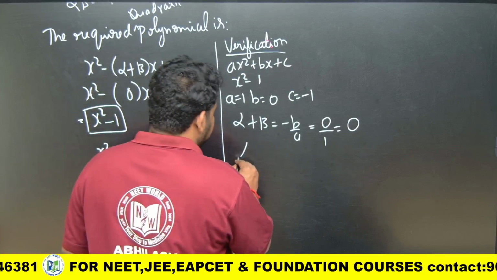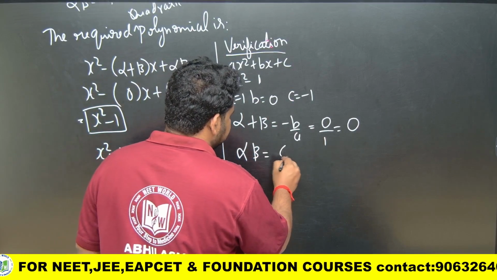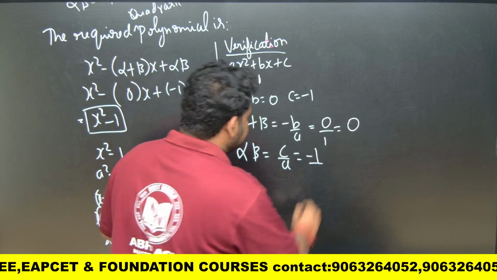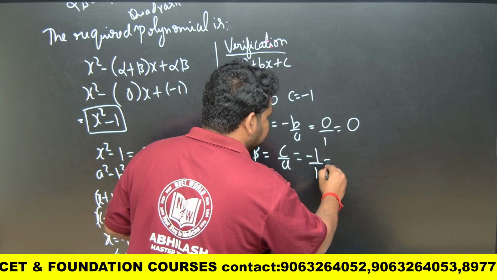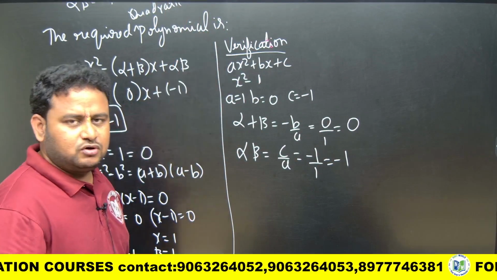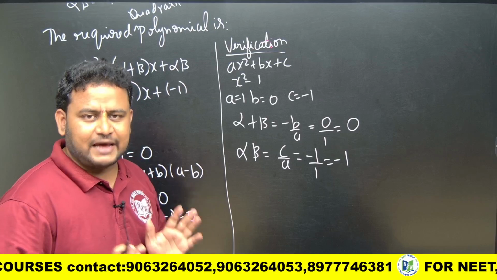The product of the zeros, alpha beta, is equal to c by a. C is equal to minus 1 and a is 1, so this will be equal to minus 1. So here it is minus 1, and the product of the zeros is also minus 1. So the zeros of the polynomial that we got are absolutely correct.